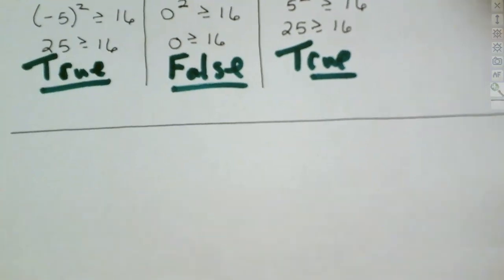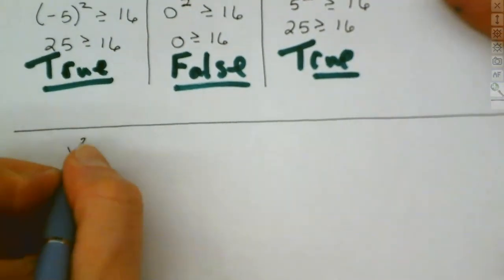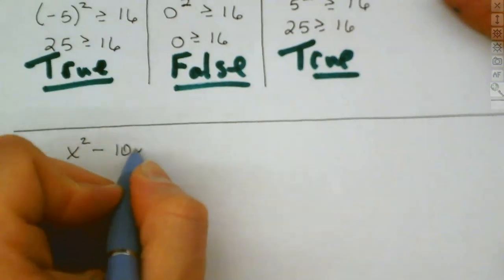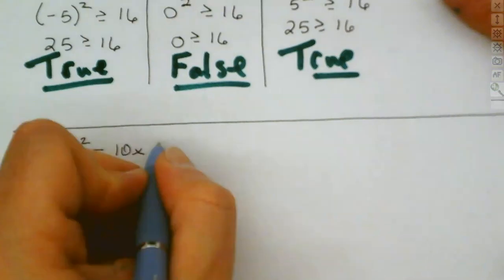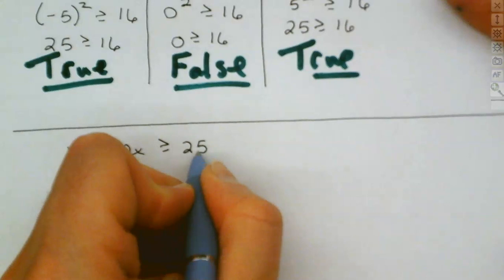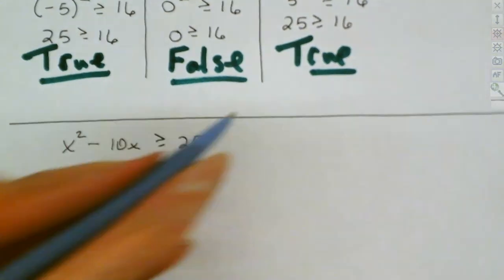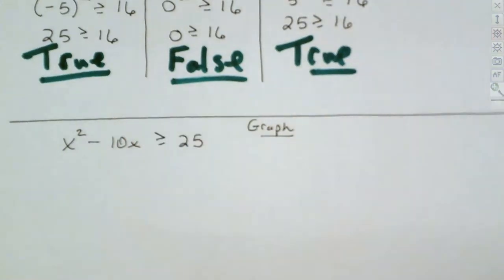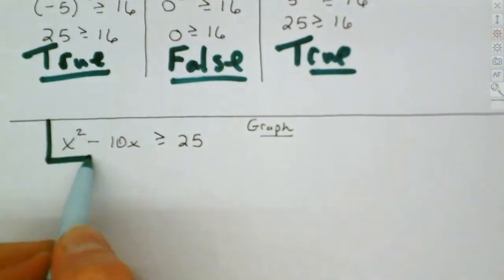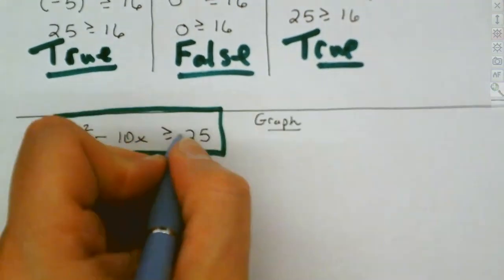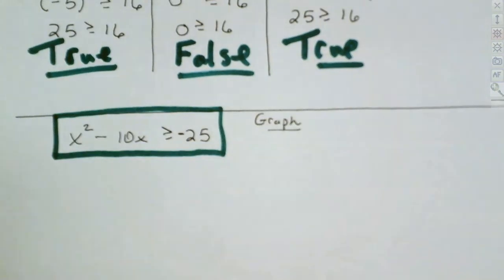Let's look at this one. Again, solve and graph. So this is what we're going to start with. And let's make that a -25. That way it works. So it should be a -25 there. So I want you to work with this one. We're going to graph it.